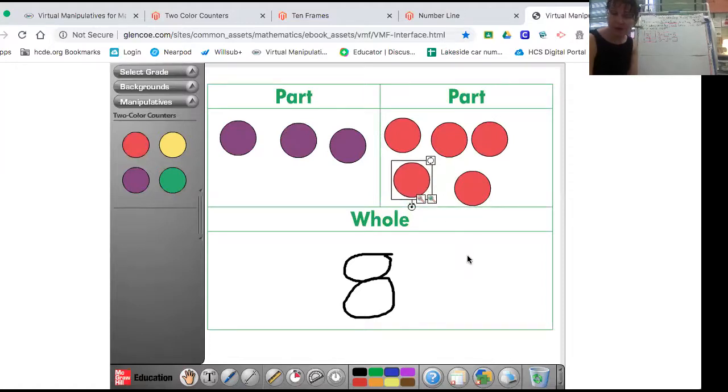What was my missing part? 3 plus something equals 8. How many did we have to count on to get to 8? That's right. We counted on 5 more.